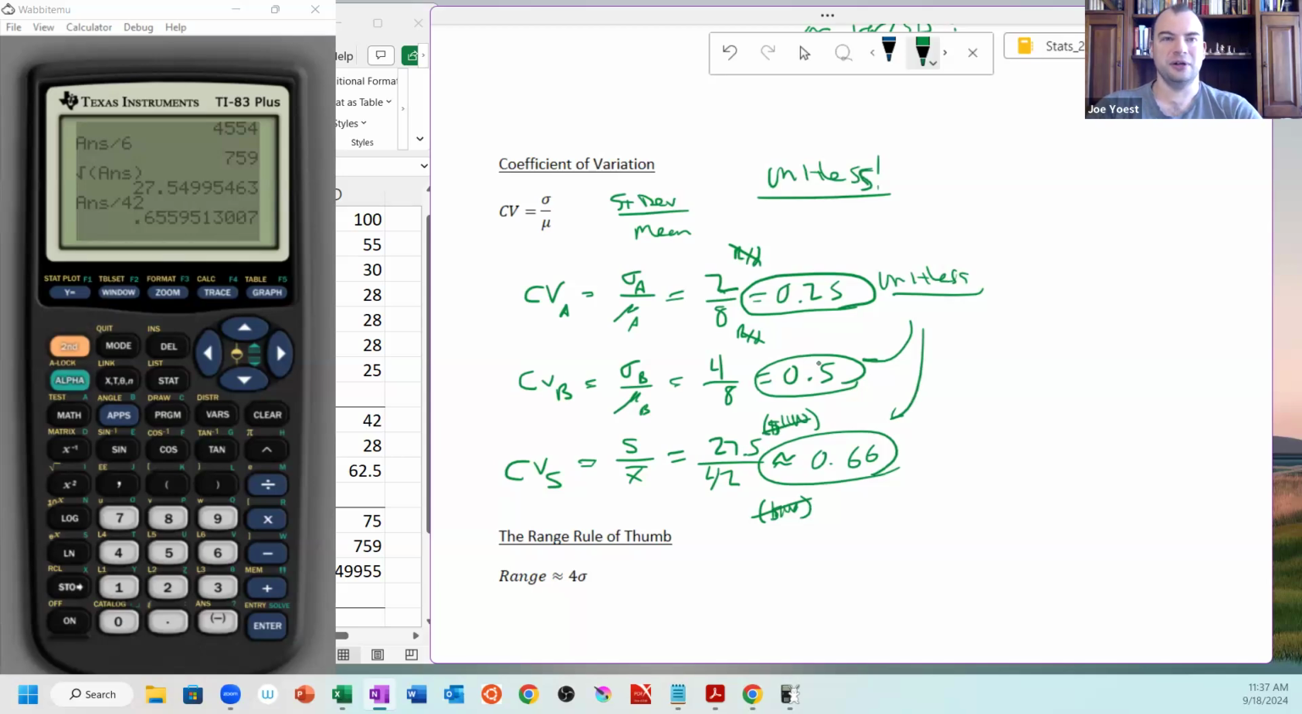Oftentimes when you see the word coefficient, that's a unitless quantity. Like, I'm pretty sure the coefficient of friction is unitless. So there are things like coefficient of thermal expansion, things like that. So if you see coefficient of, that often relates to a unitless quantity. I'm no physicist, so don't go telling Professor Farina on me if I got that wrong.